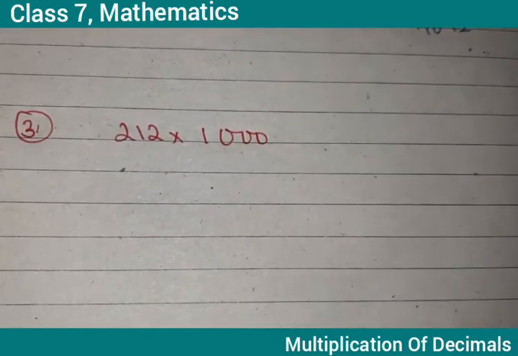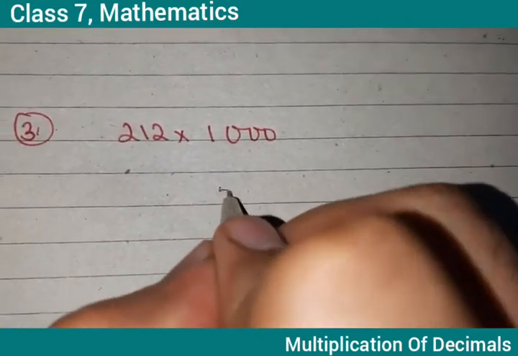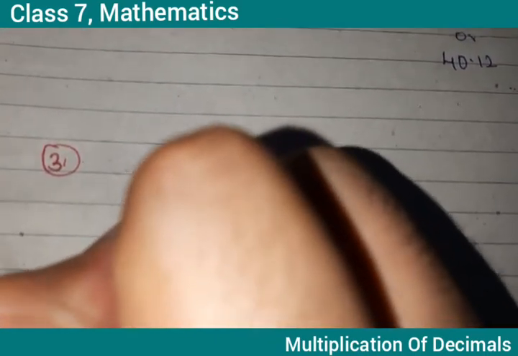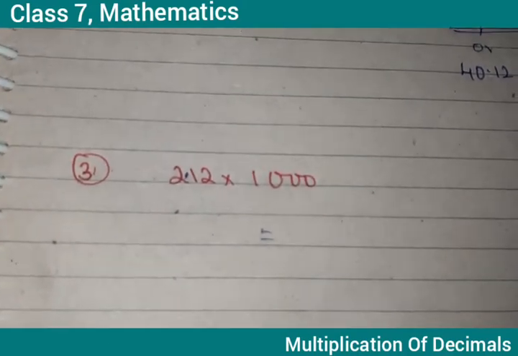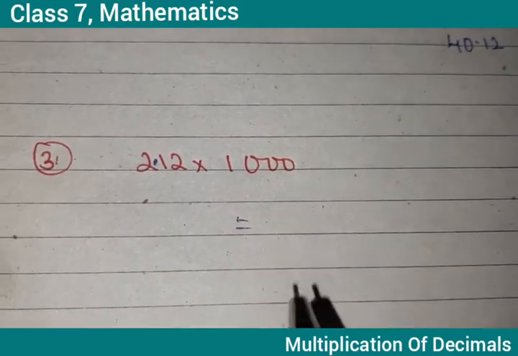Let's see one more example. Sorry, it's 2.12. Okay, 2.12 into 1000. Again, the very first thing, forget that decimal is present here. Simply multiply it. So 212 into 1000.